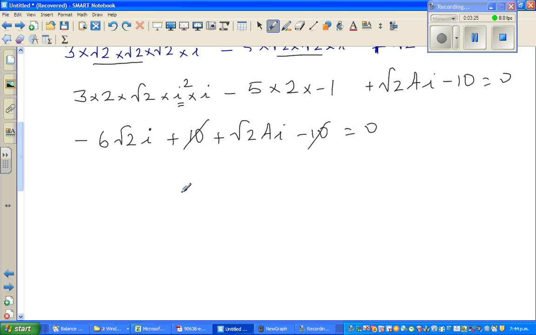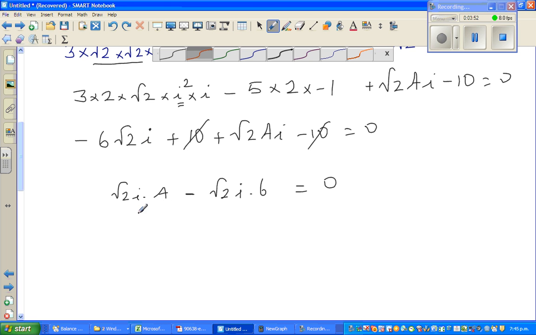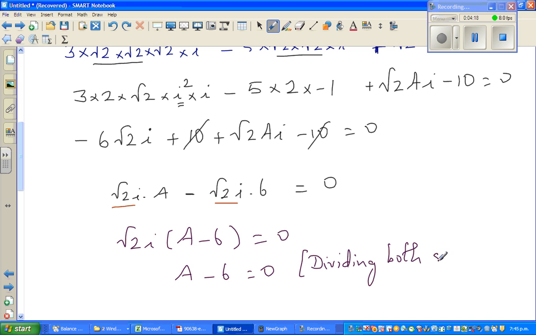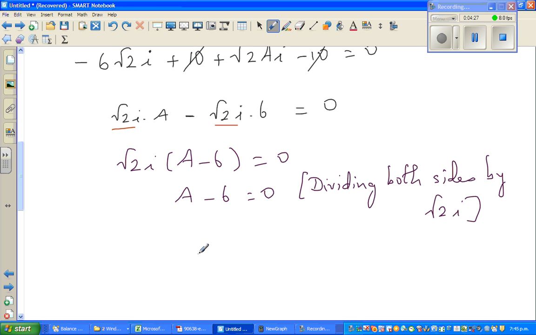You have got root 2i times a minus root 2i times 6 is equal to 0. So this minus has come here. The only difference I've made is I've written root 2i first. Now what is common here? I can factor out this root 2i. If you factor out root 2i, you'll have a minus 6 is equal to 0. Now you can divide both sides by root 2i. Root 2i is a number, so therefore you can say a is equal to 6.